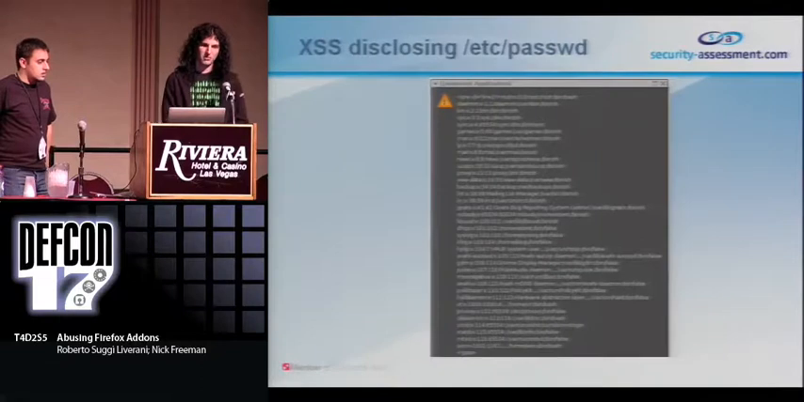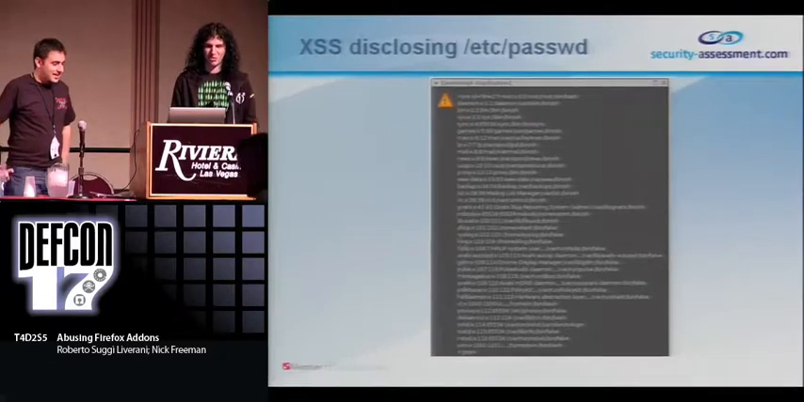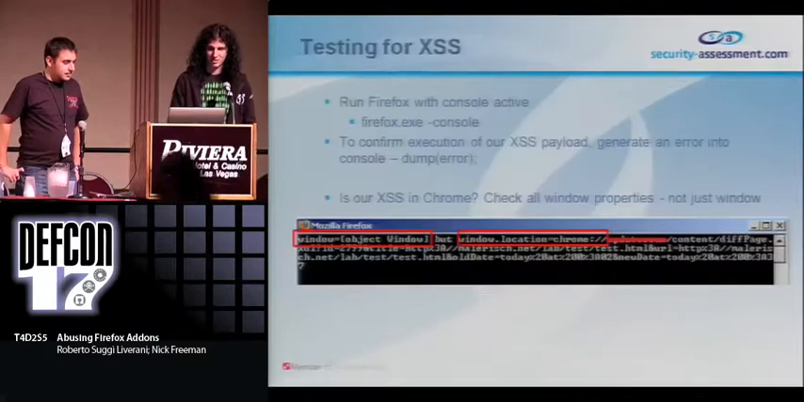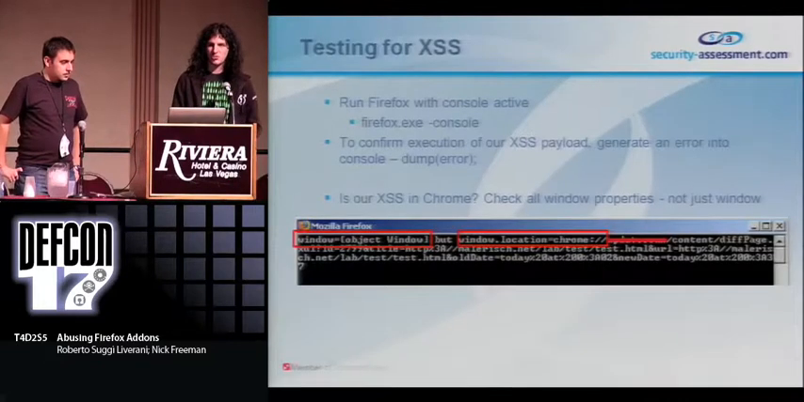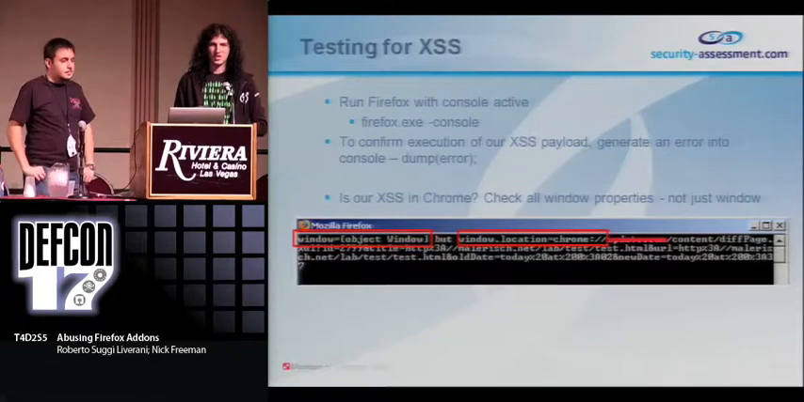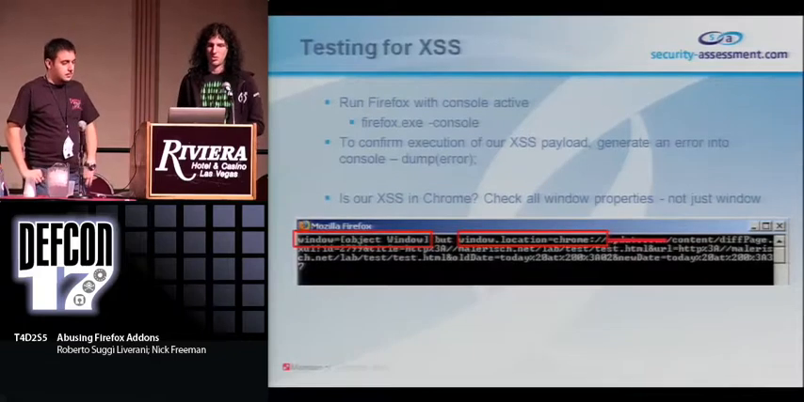Cross-site scripting is often shown with empty alert boxes or with a one or hello world. Well, this one's showing etc/passwd, just showing what the lack of the same origin policy is going to do. When you're testing for cross-site scripting in an extension, we recommend running Firefox with the -console option and dumping out the result of your testing.